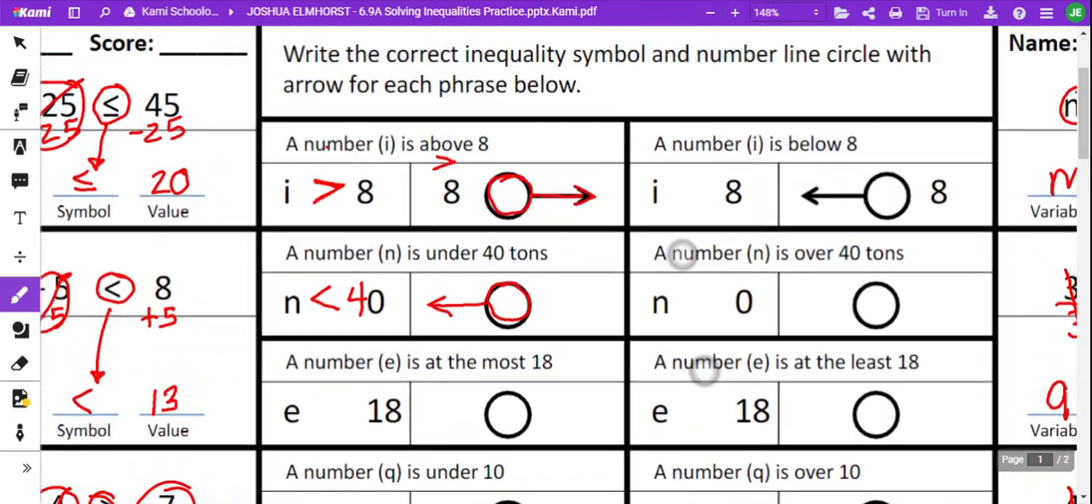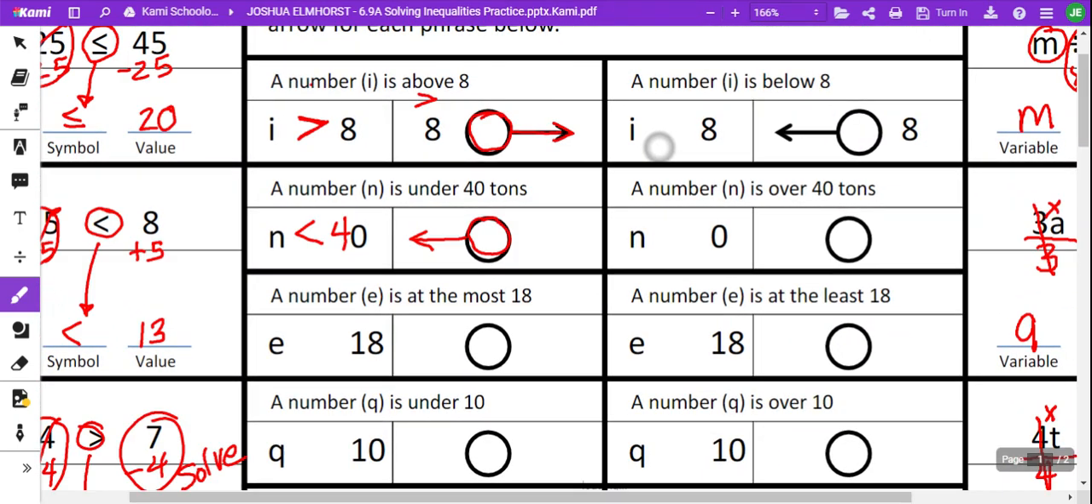All right, now you're just going to read phrases and graph it. This one says above 8. This one says below 8. So the top example, I is less than 8. So the arrow would go to the left, and then it would be an open circle because this cannot be equal to. A number is under 40.